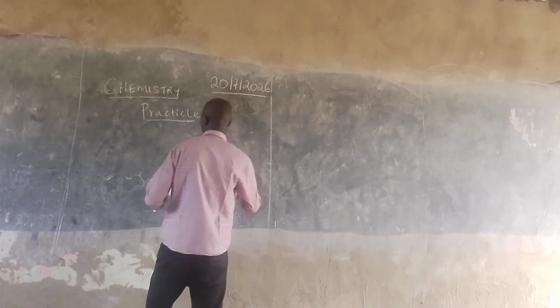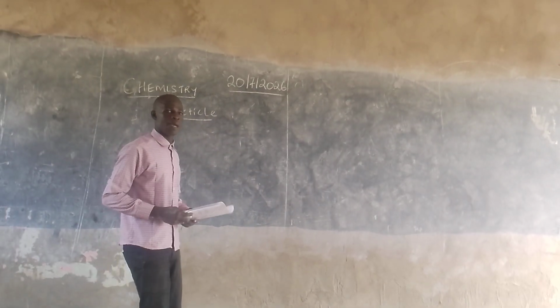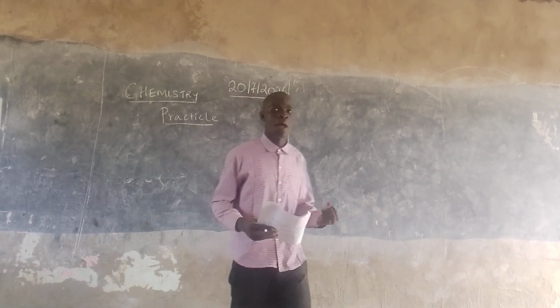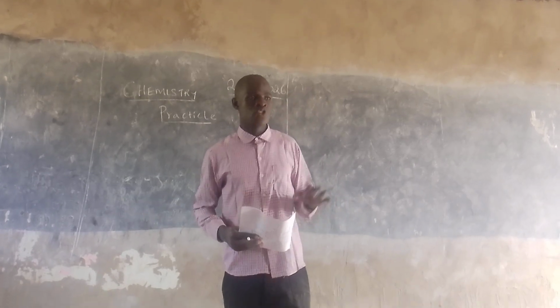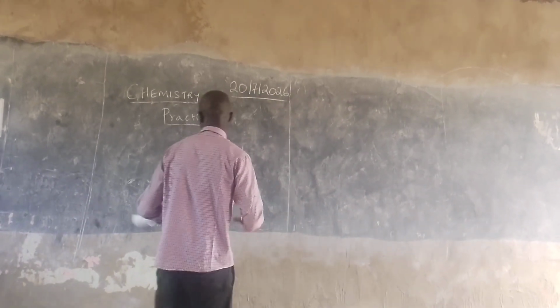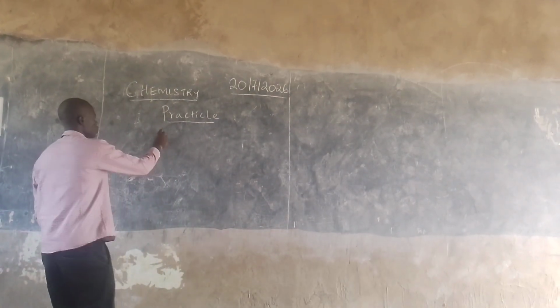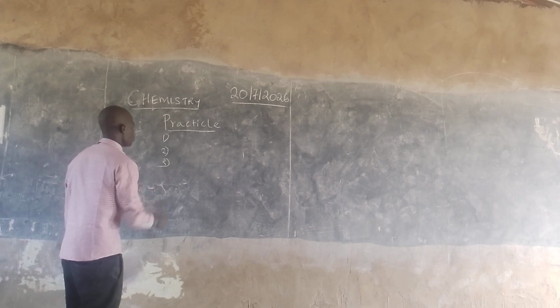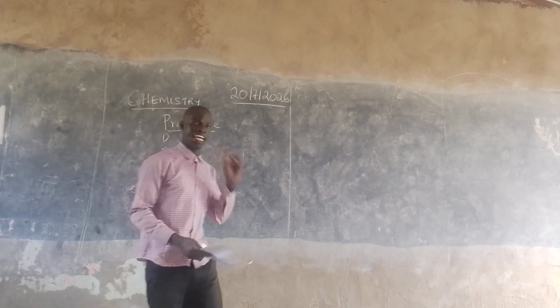Here we are going to talk about chemistry practical paper. We say that chemistry contains 3 papers: paper 1, paper 2, and paper 3. Paper 3 is mostly practicals. It has got 3 questions, 1, 2, 3, and these questions test specific areas.